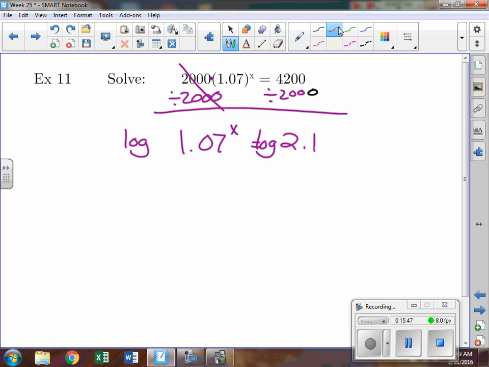By taking the logarithm of both sides, we have set something up to take advantage of the power rule. Are you noting how incredibly useful this power rule is for us? Hate math. By applying the power rule, this becomes x multiplied by the log of 1.07 equals the logarithm of 2.1.